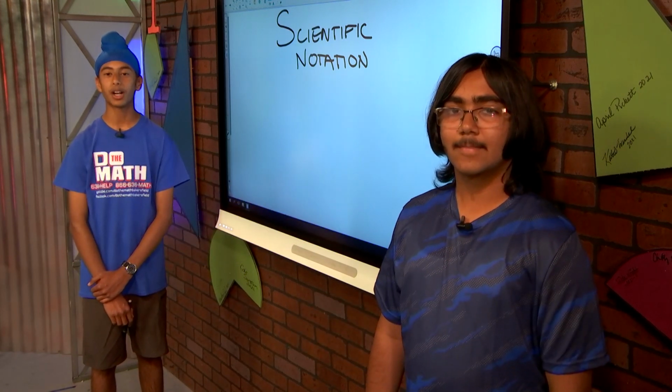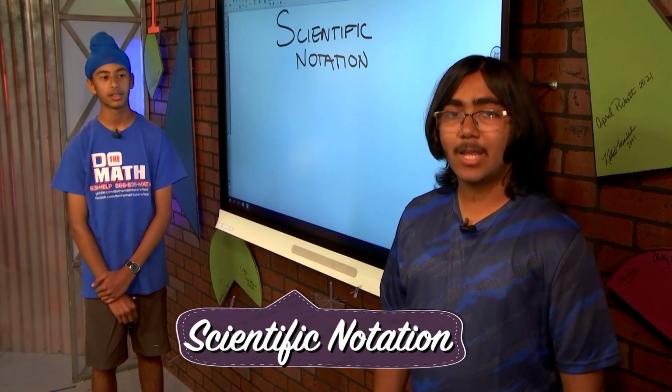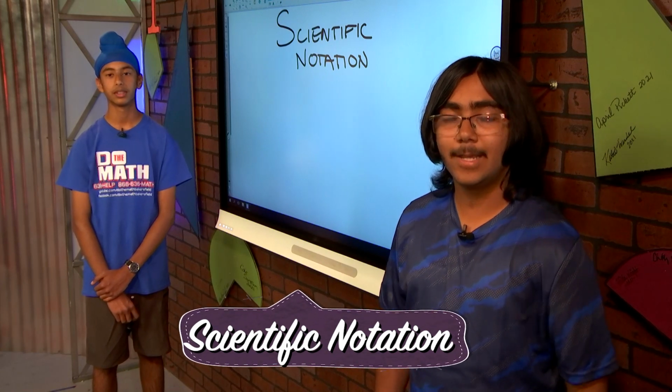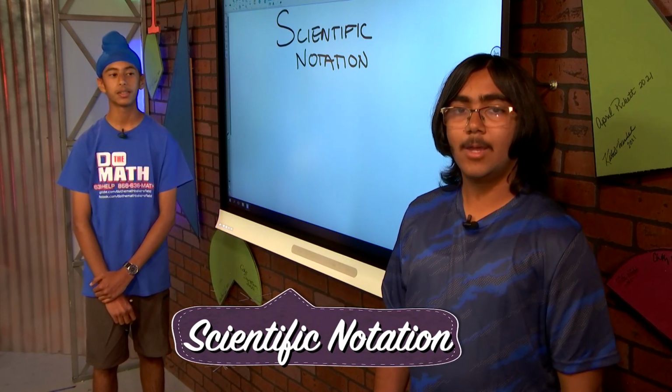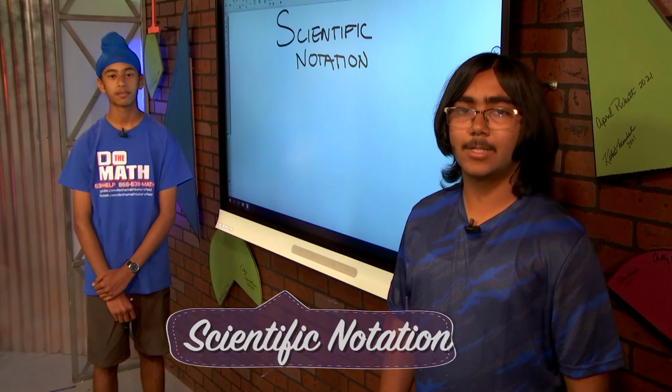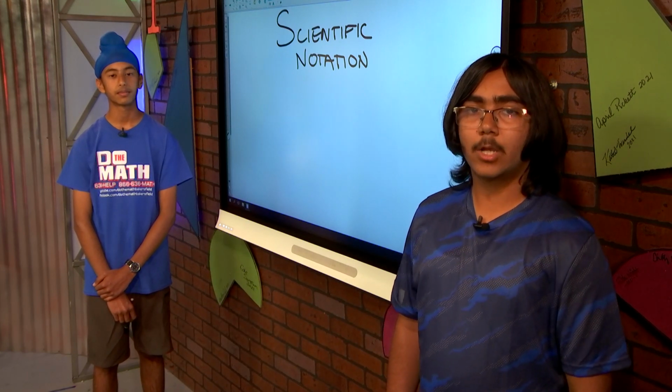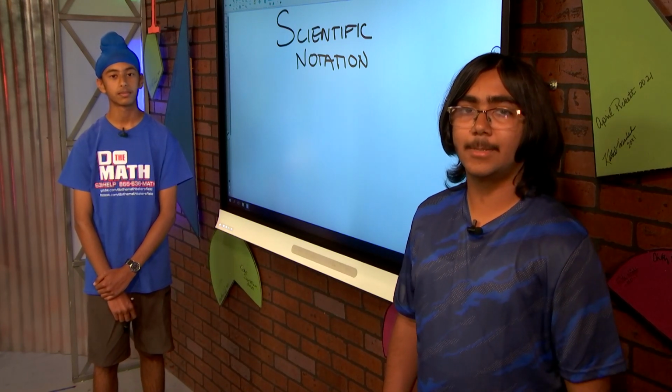And today we'll be talking about scientific notation. Scientific notation is a way to change really big numbers or really small numbers so that they're easier to view and faster to write. Right now, I'm going to talk about how to change really big numbers into scientific notation.